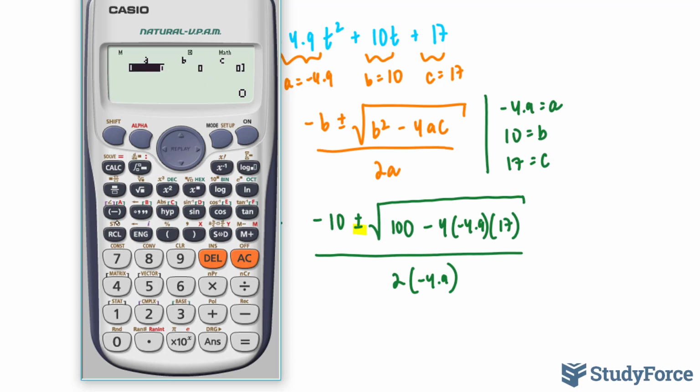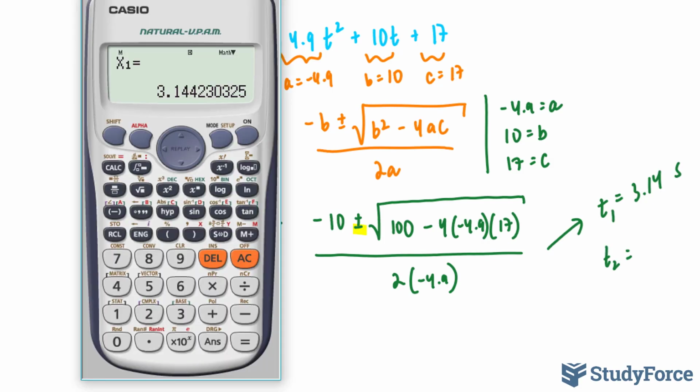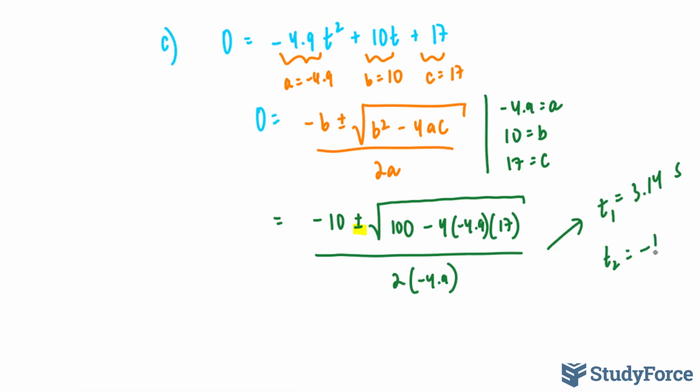My a was negative 4.9, my b was 10, and my c was 17. This function does the quadratic formula instantly. So I'm going to take these values, where my first t is equal to 3.14 seconds. That's my first t, and my second t is equal to negative 1.10. So had you done this using the quadratic formula, you should have gotten these two numbers.